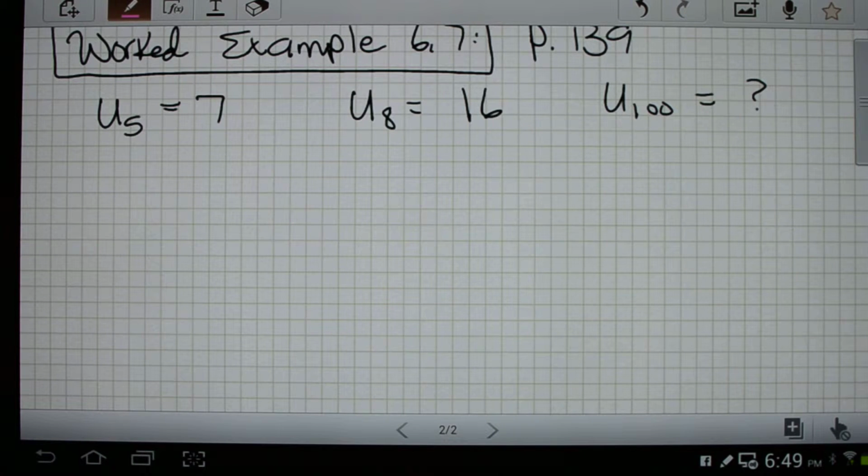But the formula is, to find the common difference, you're going to subtract these two numbers, and then put that over and subtract these two numbers. I don't know how Logan figured this out, but he did. It just never occurred to me.